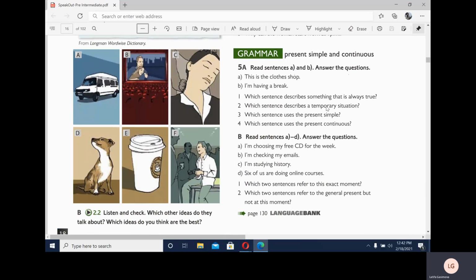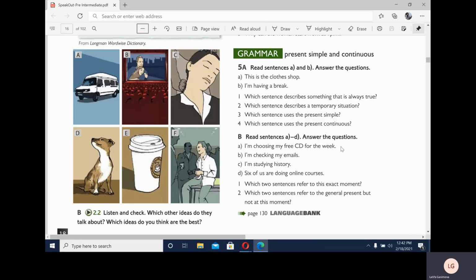Which sentence describes a temporary situation? I'm having a break. This is temporary, right? This is not permanent. Then which sentence uses the present simple? As we said, A, and present continuous or progressive, this is B. Okay, let's get going.